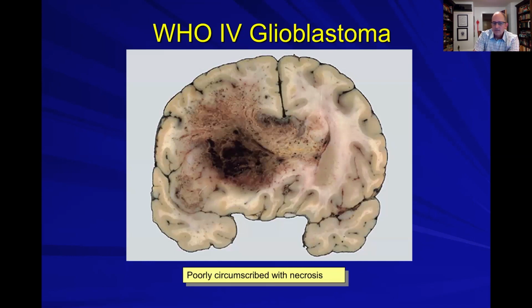I thought this specimen is a good illustration of how infiltrated these tumors are. You can imagine that on the MRI, this central area of necrosis is probably where your focus is going to be, but you can easily see how infiltrated these tumors are and how much those tumor cells spread beyond that focus, even to the contralateral hemisphere.